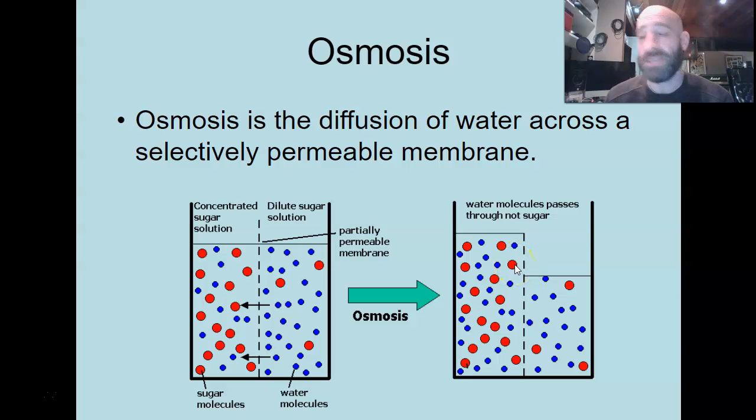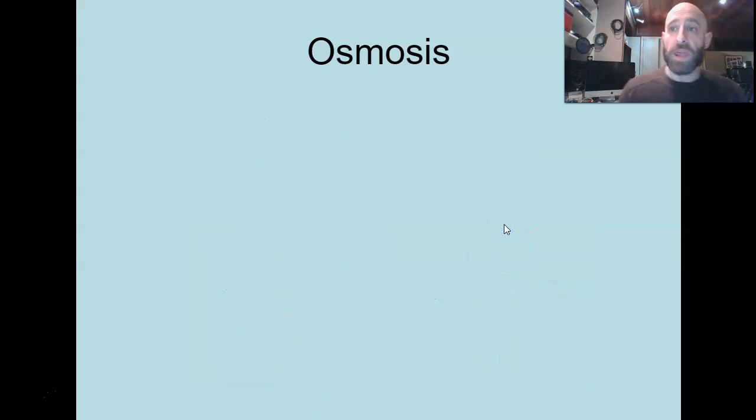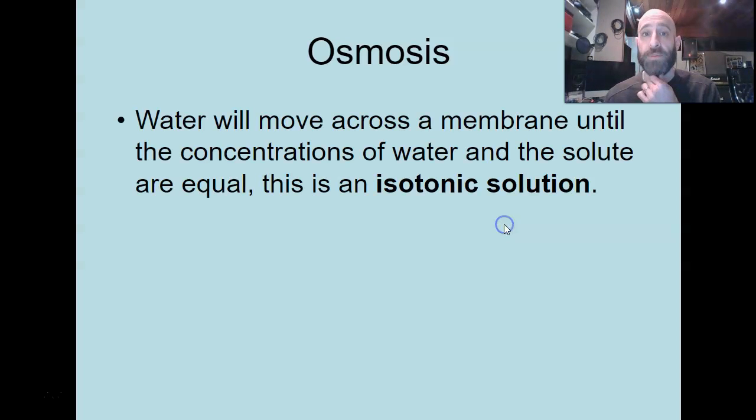So osmosis is the same idea as diffusion, except we're just talking about water. And the reason why a lot of times water can travel is because it's so small. We've got to go over some terms now that we're going to be using a lot for the remainder of this unit. So water moves across a membrane until both sides are equal to each other.